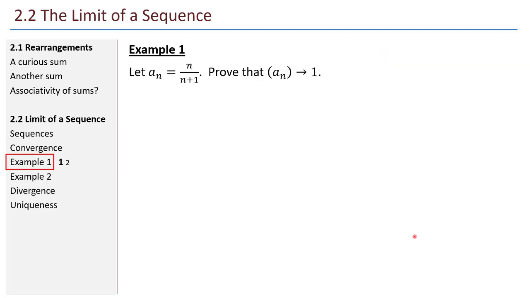All right, let's do an example where we use this definition of convergence. The terms of my sequence are defined: a sub n is n over n plus 1. Let's prove that this sequence converges to the number 1.